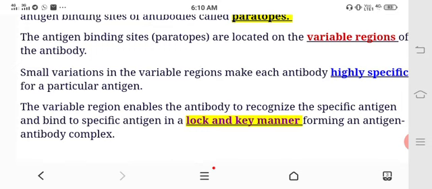Now, what is an antigen? The antigens are the foreign substances which enter into the body and stimulate the antibodies. So this is about the structure of antibodies.